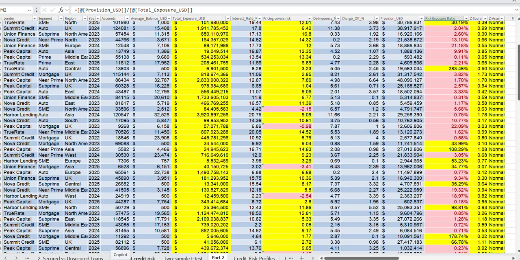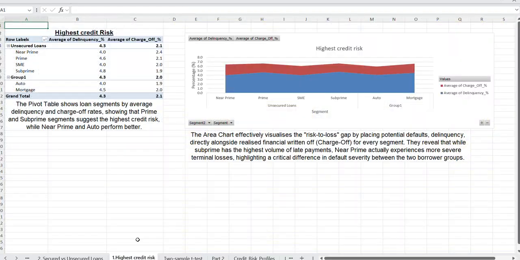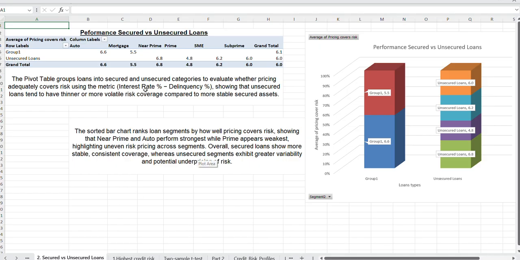Next we did pivot tables. The first one is just the highest credit risk. Basically, average delinquencies and written-off bad debt. You don't want more written-off bad debt and delinquencies, you don't want any of them. Then secured loans versus unsecured loans, like price coverage. So basically we want to know how much good profit. The unsecured loan is very bad debt-wise.